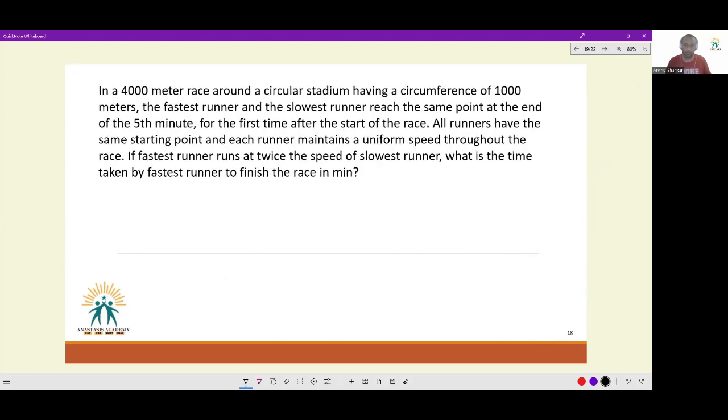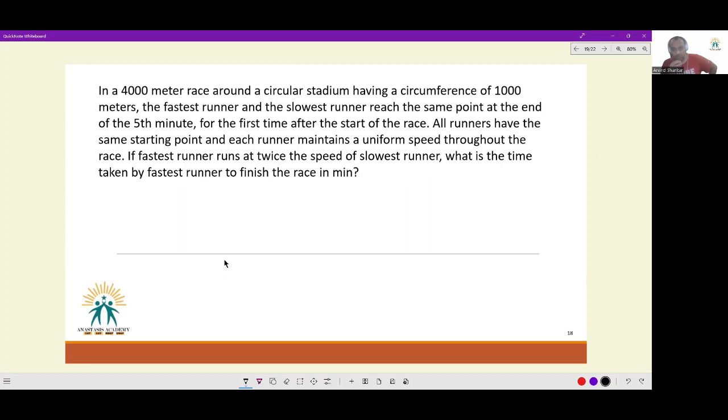Okay. Next question. In a 4000 meter race around a circular stadium having a circumference of 1000 meters, the fastest runner and the slowest runner reach the same point at the end of the 5th minute for the first time after the start of the race. All the runners have the same starting point and each runner maintains a uniform speed throughout the race. If the fastest runner runs at twice the speed of the slowest runner, what is the time taken by the fastest runner to finish the race in minutes?